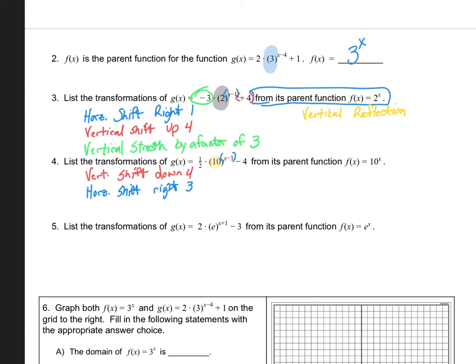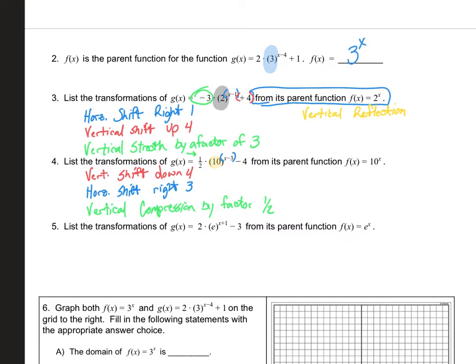And then the last one, the 1/2 that's in front here, is vertical because it's outside of a parentheses, so we know that much. It's multiplication, which makes it a stretch. But in this case, the number is between 0 and 1, so it is a compression. So this is a vertical compression by a factor of 1/2. We won't be seeing any horizontal stretches or compressions, so you don't need to worry about those.